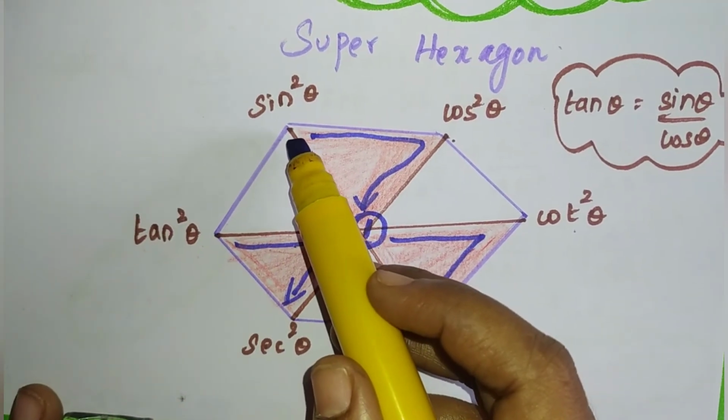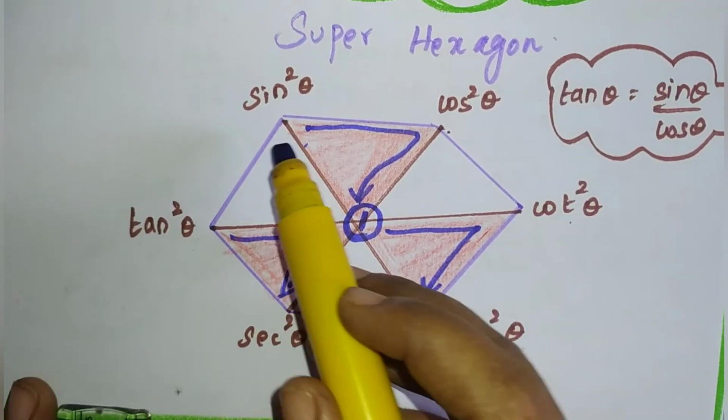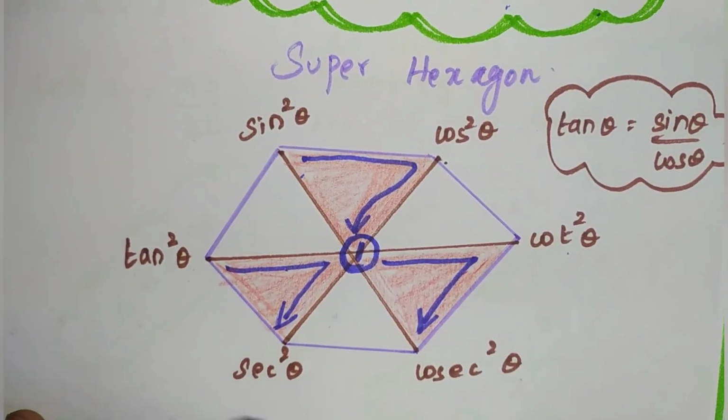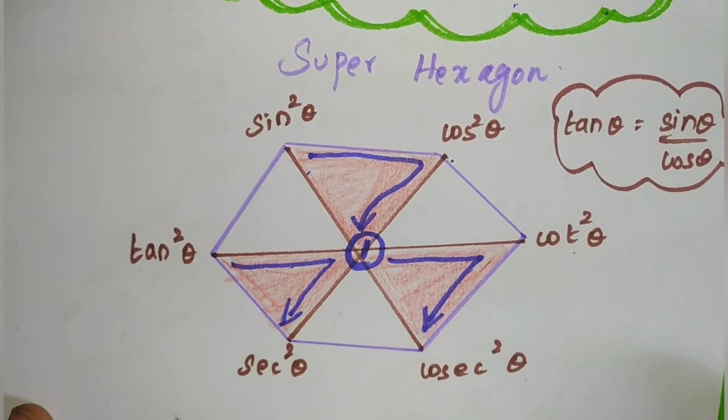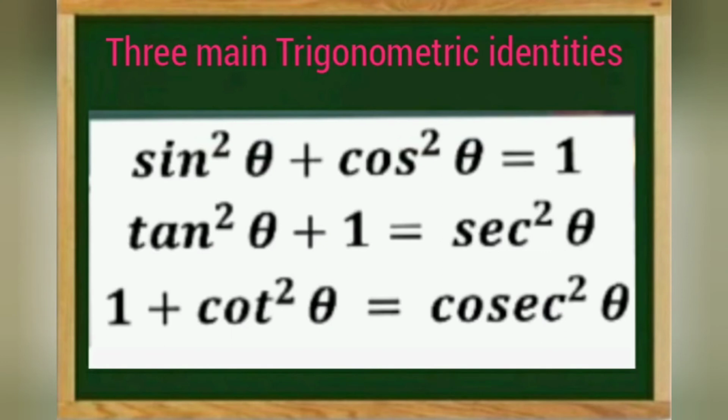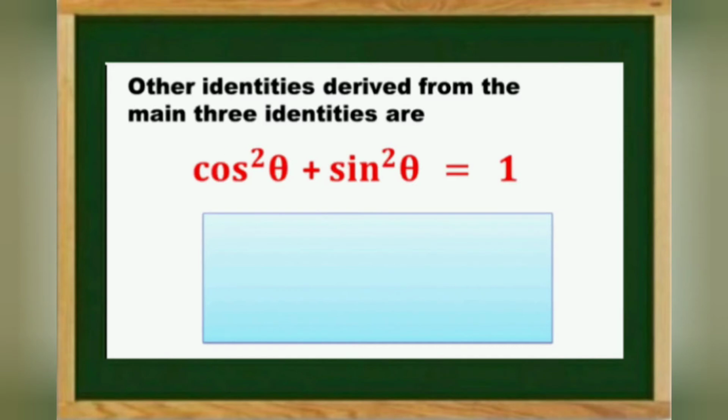And then start with here. First trigonometric identity is sin square theta plus cos square theta is equal to 1. 1 plus cot square theta is equal to cosecant square theta, and tan square theta plus 1 is equal to secant square theta. Are you all clear, children? Therefore, the 3 main trigonometric identities are sin square theta plus cos square theta is equal to 1, tan square theta plus 1 is equal to secant square theta, and 1 plus cot square theta is equal to cosecant square theta. Other identities we can derive from the main 3 identities.